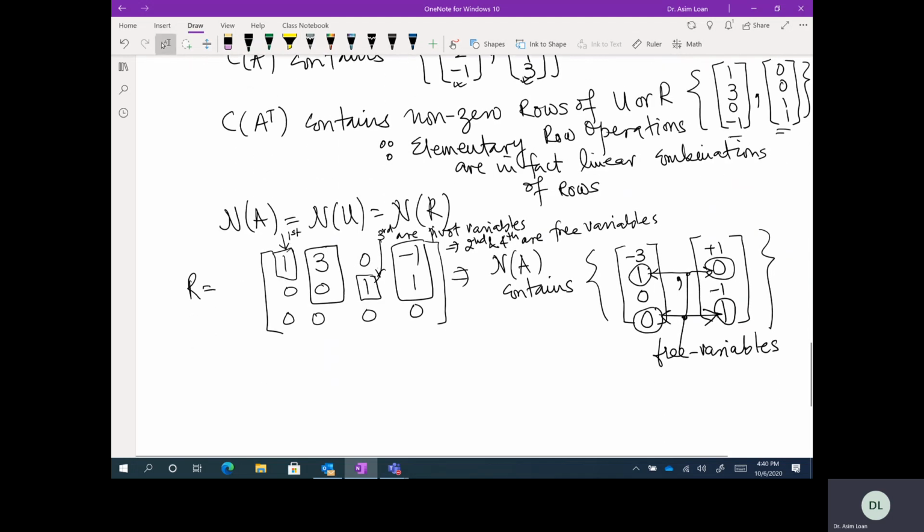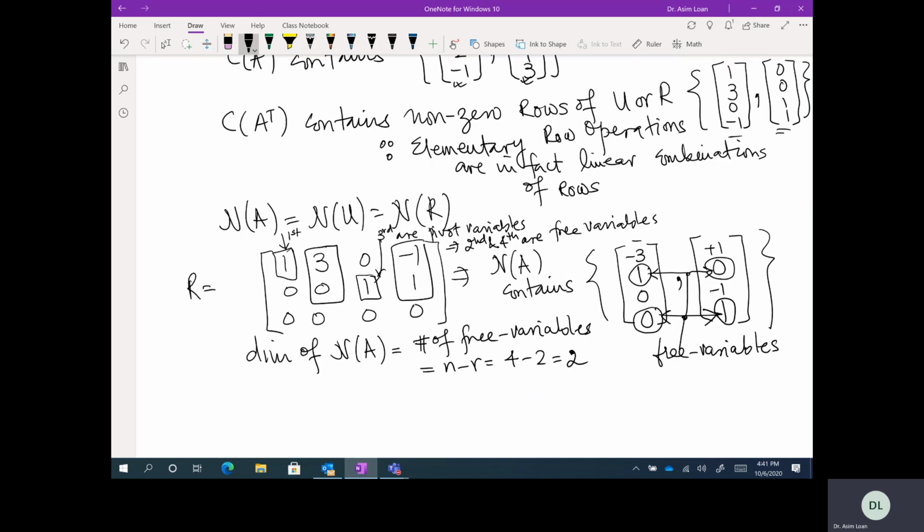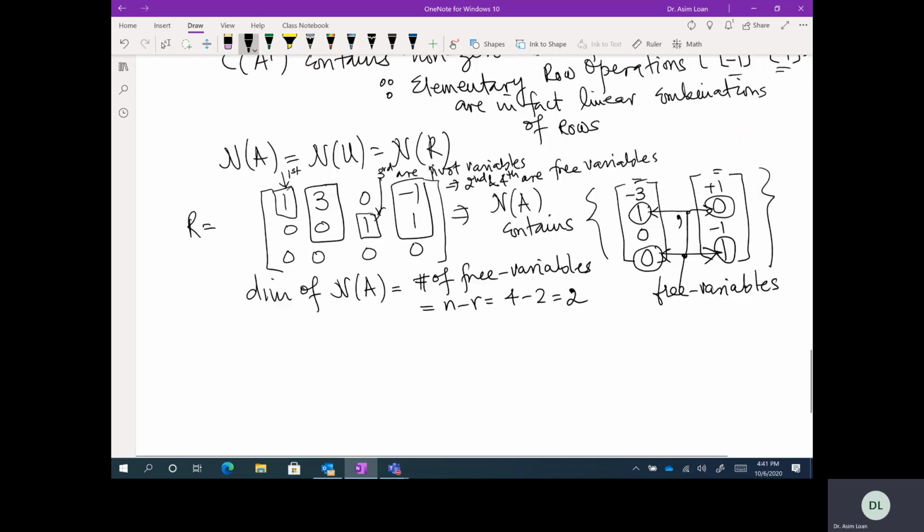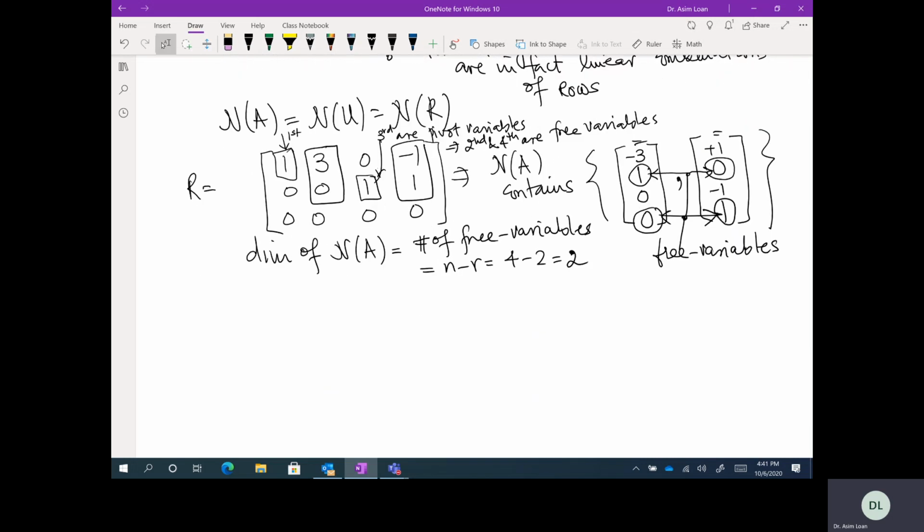So this is the null space again. The dimension of the null space of A is the number of free variables, which is equal to n minus r, which is equal to 4 minus 2, which is equal to 2. And again, I have one variable here, two variables here. Okay.